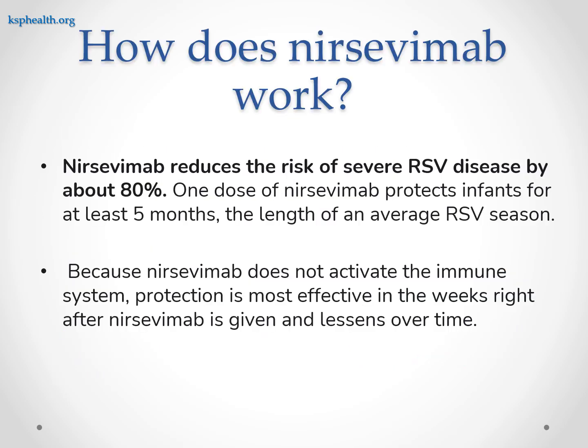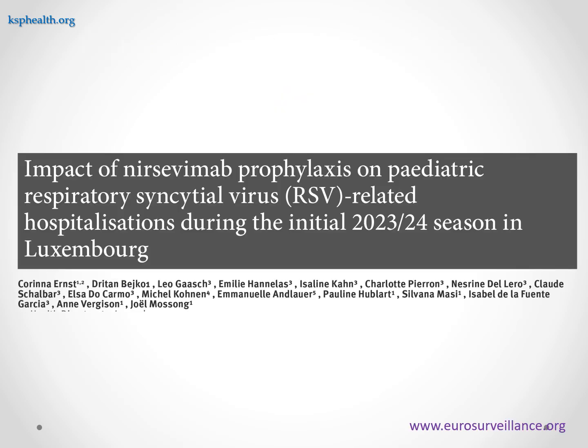How does nirsevimab work? The commercial name is Beyfortus. Nirsevimab reduces the risk of severe RSV disease by about 80%. One dose protects infants for at least 5 months, the length of an average RSV season. Because nirsevimab does not activate the immune system, protection is most effective in the weeks right after it is given and lessens over time because the effectiveness wanes.